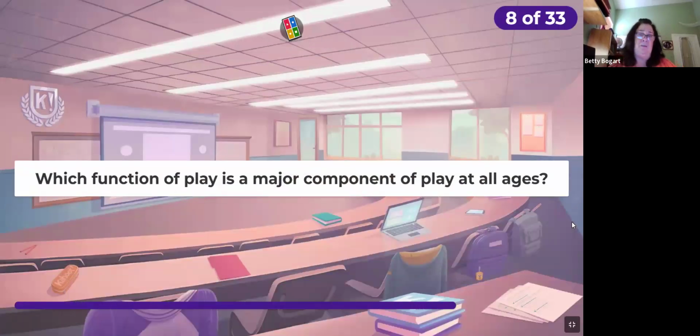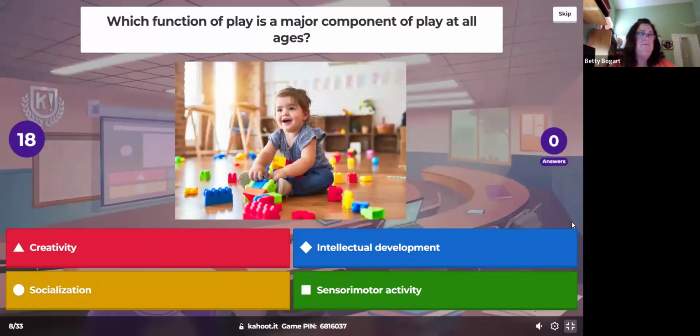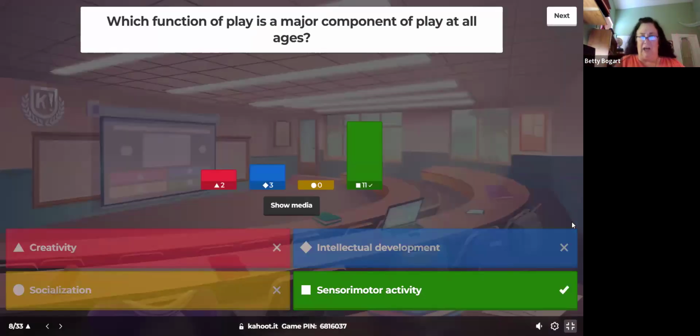Which function of play is a major component of play at all ages? What does it do? It's all about the touch. It's all about the movement. And of course, the world is explored in the mouth. Everything goes in the mouth. I have an 8-year-old grandson who still takes a shirt in the mouth, pencil in the mouth, a popsicle stick, and he doesn't take it out. Oral, big, big thing in young children. The touch, the mouth, the motor, moving it around, and that's how they explore.